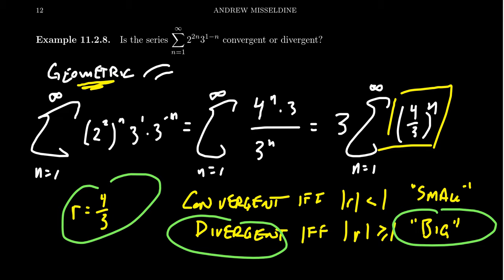This thing doesn't necessarily add up to anything. It doesn't add up to a number. If we want to describe something to it, we could say that it's equal to infinity. But if the series adds up to be infinity, that still is an example of a divergent series.